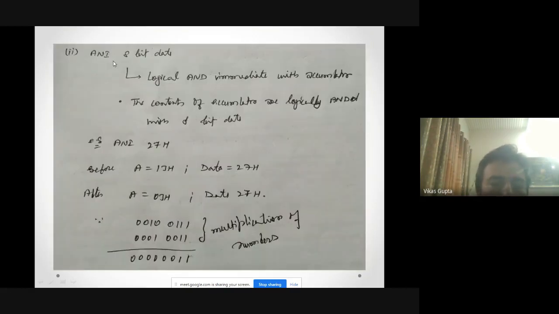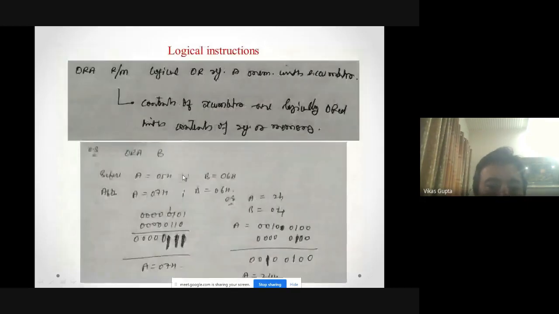Now in the same way we have the ANI 8-bit data. यहाँ पे डिफरेंस क्या रहेगा, इंस्टेड ऑफ द डाटा ऑफ द रजिस्टर वी आर डायरेक्टली 8-bit डाटा को हम लोग AND ऑपरेशन करवा रहे हैं विद द कंटेंट ऑफ द एक्यूमुलेटर. नेक्स्ट इज द ORA R/M.